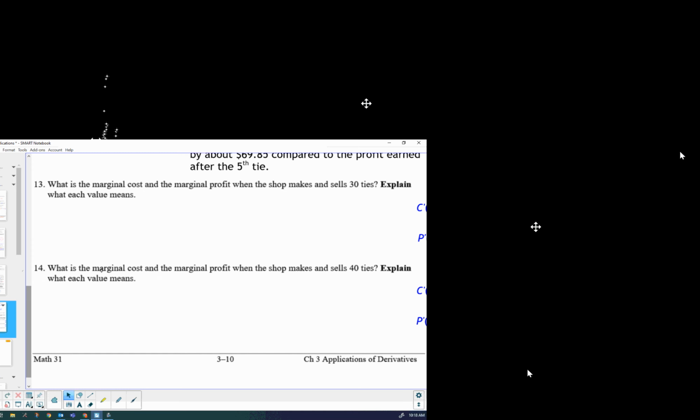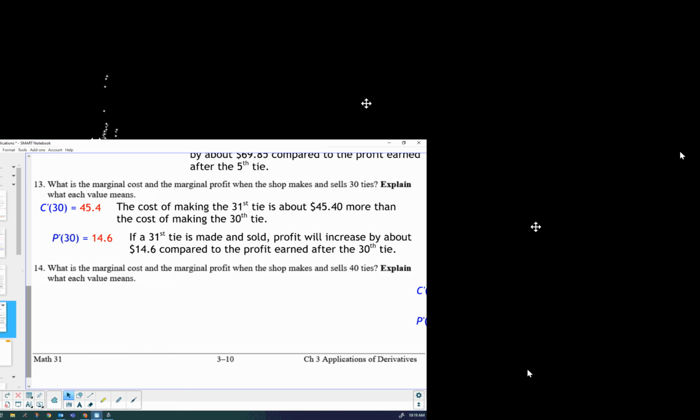Number 13. What is the marginal cost and the marginal profit when the shop makes and sells 30 ties, and explain what each means? So now my marginal cost is $45.40. So the cost is going up now at this point. And my marginal profit is $14.60, which means my profit is also increasing.